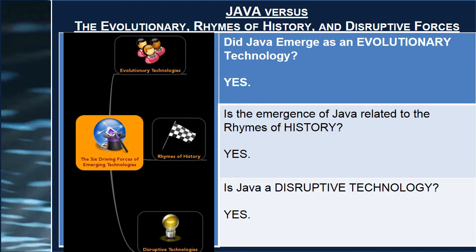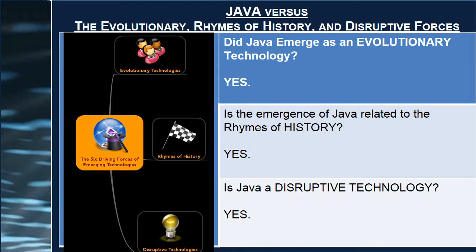Did Java emerge from the evolutionary force? Yes, like Foxborough, Java emerged as an evolutionary technology from Pascal, C, C++, Perl, procedural programming, object-oriented programming, and standalone applications. Is the emergence of Java related to the rhymes of history? Yes, like Foxborough, the English-like language and syntax of Java are reminiscent of the characteristics of earlier programming languages such as Fortran, Pascal, C, C++, Perl.